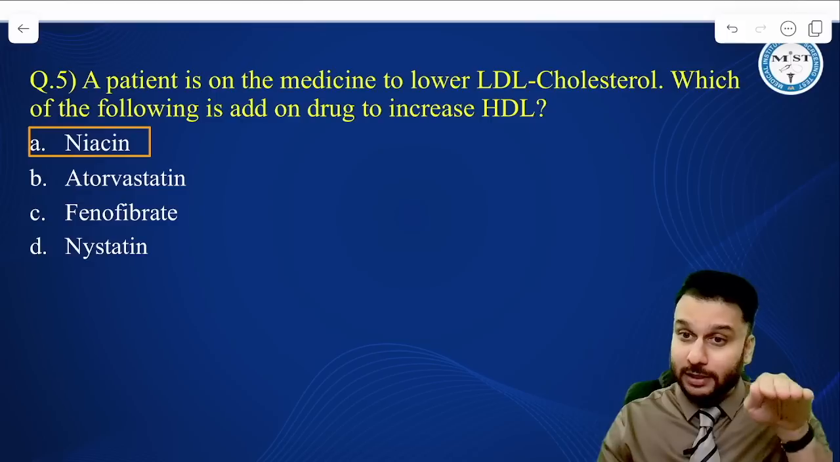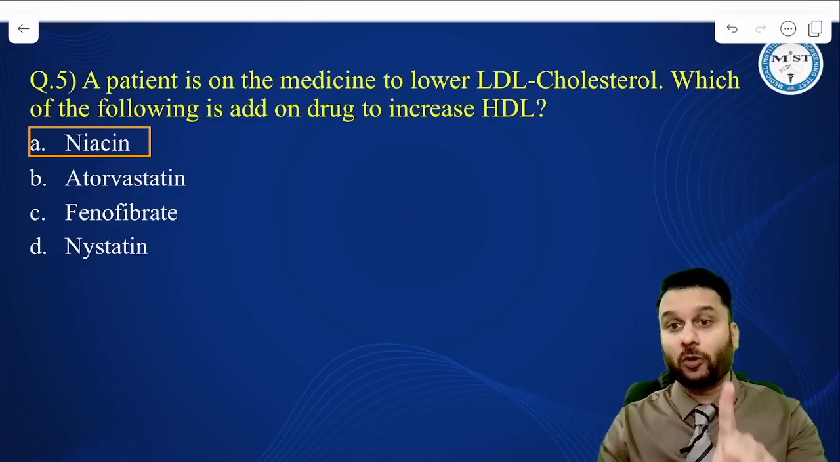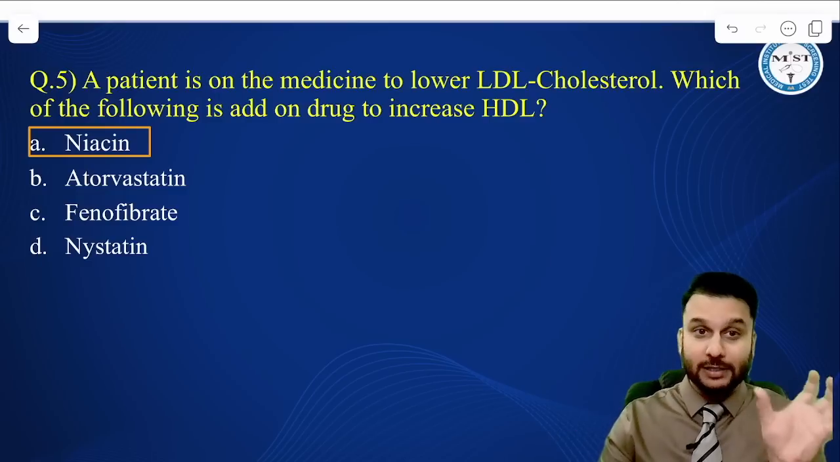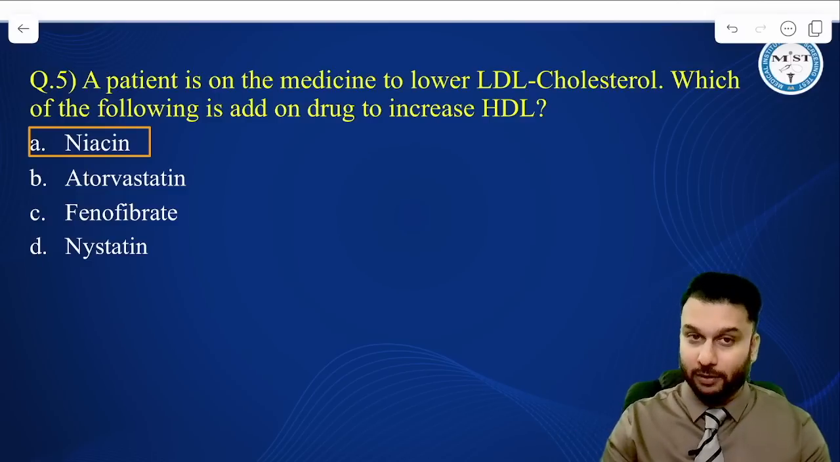So to reduce the side effects of niacin, we give one more drug called aspirin. See, this kind of question is once again anticipated. So aspirin is always added with niacin. You can remember it like that.